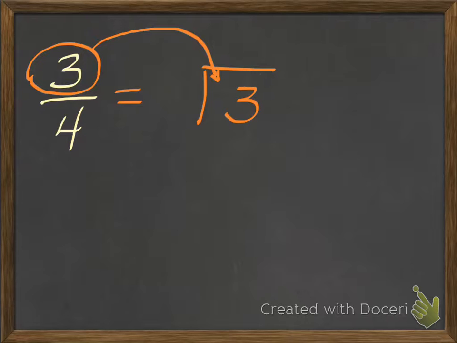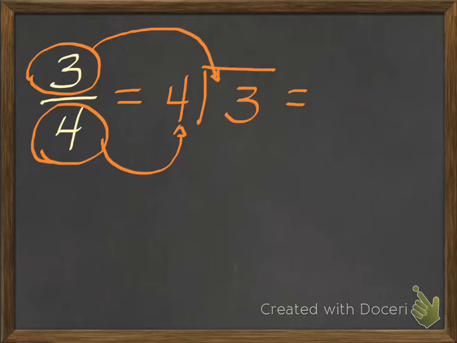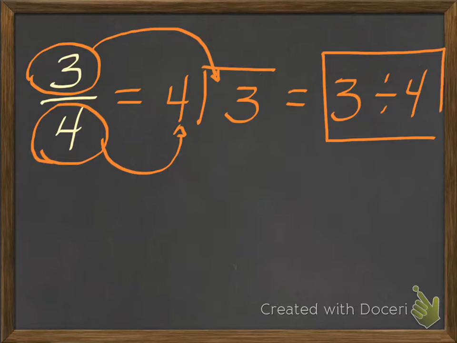It's being divided by 4 into 4 sections. So 4 is the divisor. It's 3 divided by 4. Now, it said to write it as an expression, so that means I'm writing the numbers with the operation. 3 divided by 4. That's our final answer. Okay? It's easy peasy, right?